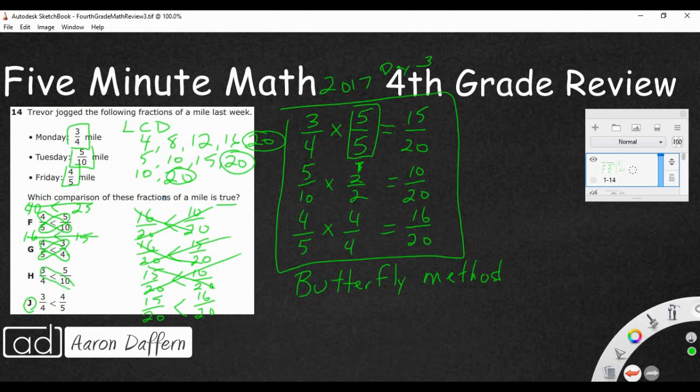3 times 10 is 30. 4 times 5 is 20. Can you say 30 is less than 20? No, you cannot. The only one that works is going to be this J. That's going to be 15 is less than 16. That is correct. So that's a whole lot of work, but that's a very important skill that you will be using in many years to come.